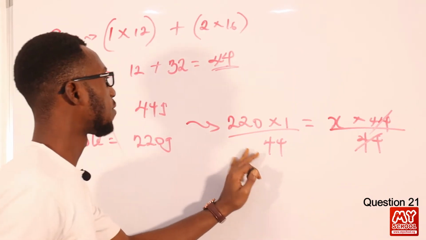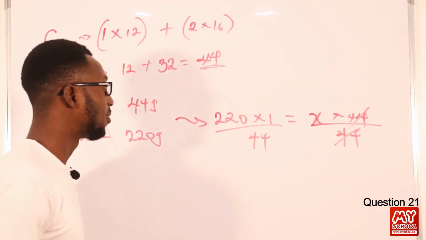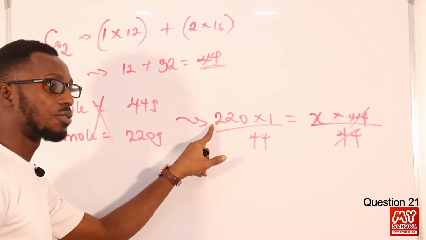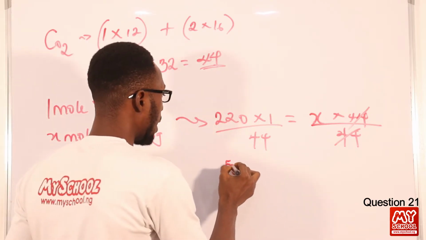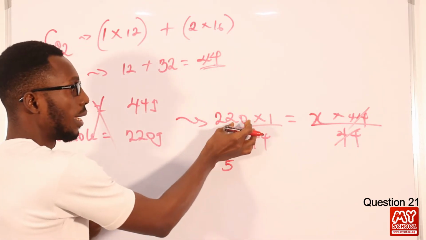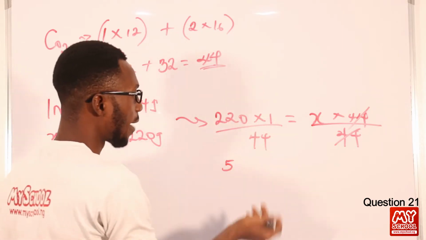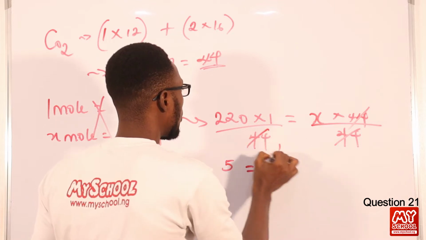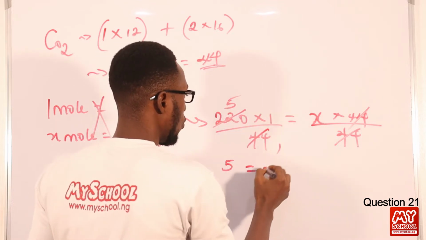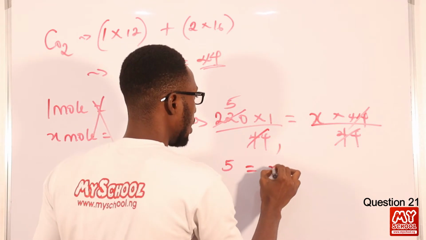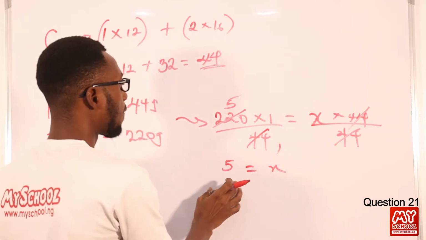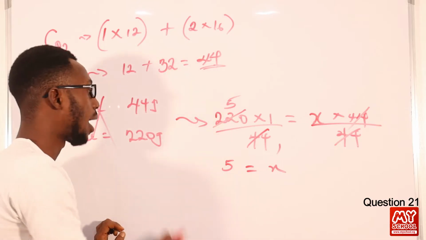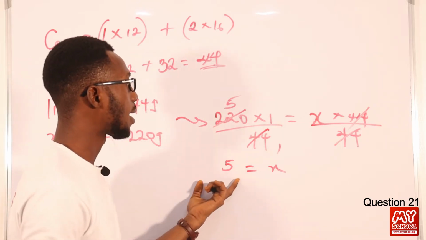So 44 into 220. I can do it this way. I can separate the 4 first. 40 in 200, that will go 5 times. Then the remaining 4 in the remaining 20, that is actually 5. So I know this here is 1, this here is 5. So x equals 5. So I have 5 moles of carbon dioxide in 220 grams of it.